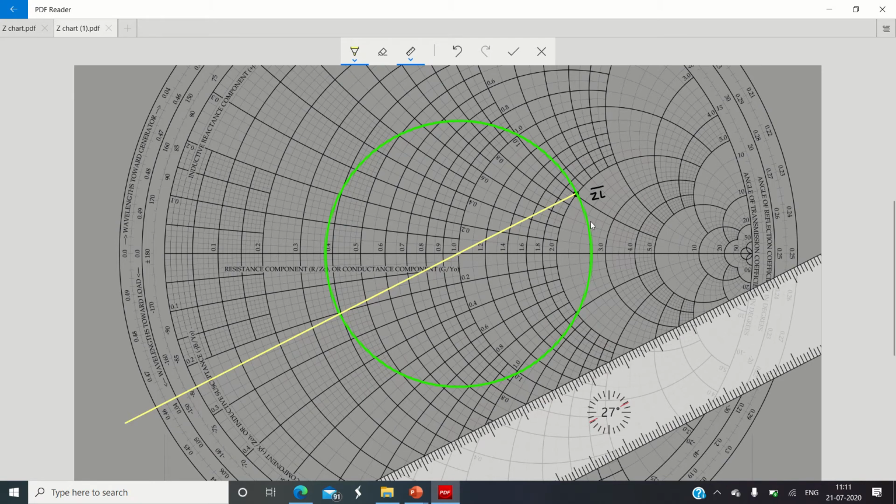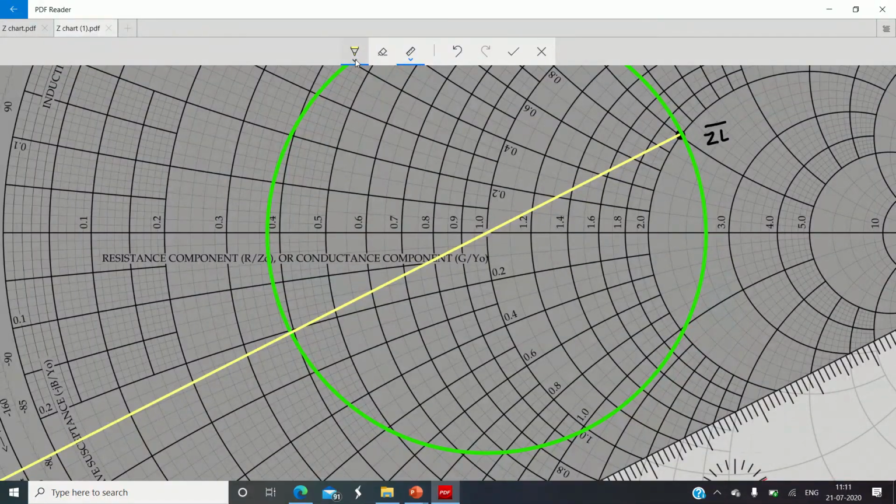So what I have done is I have joined the center of the Smith chart with ZL bar and drawn a straight line which intersects the VSWR circle and the external periphery. Wherever this yellow line intersects the VSWR circle, this particular point we call the admittance point. So approximately at this point we have got the admittance, which we will write as YL bar.